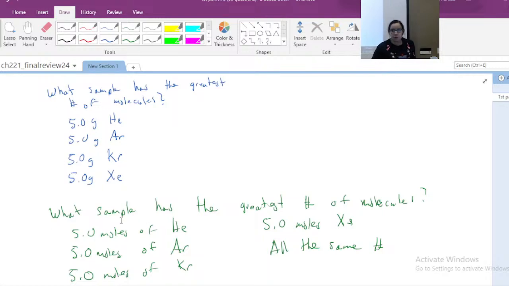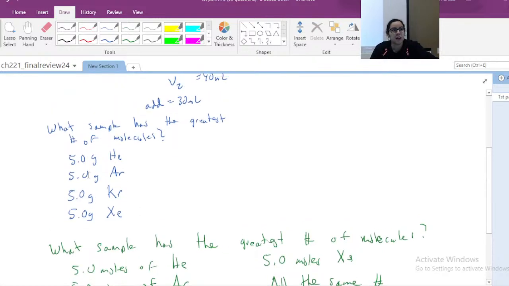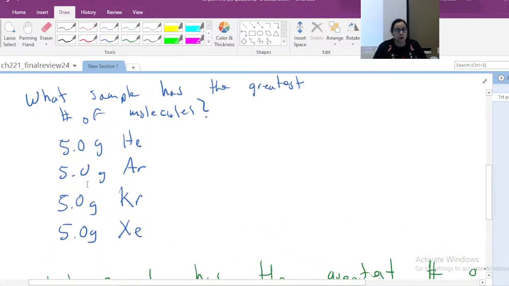So what's the trick with these two questions? Because you want to answer this one quickly on the exam. So let's look at the first one. It says, again, what sample has the greatest number of molecules? We're given different amounts in grams. Well, they're all the same amount, different atoms. So what's the key for this one? Yeah, so smallest atomic weight.